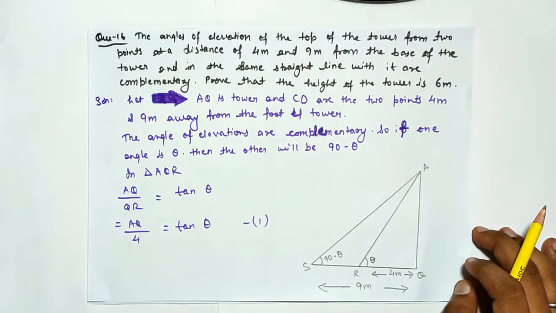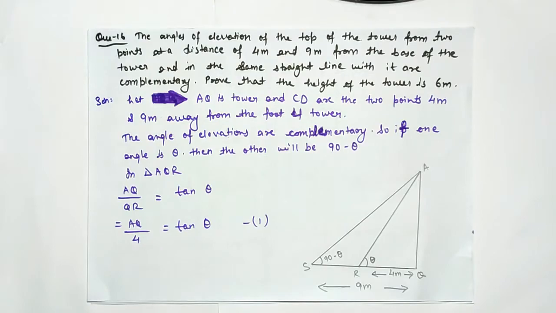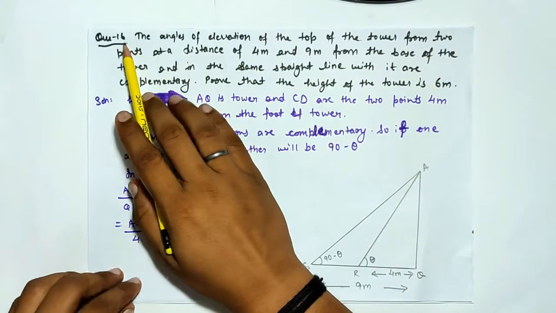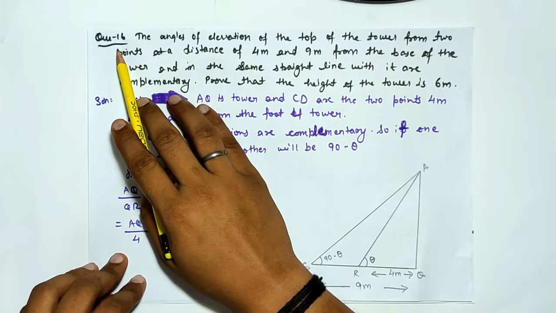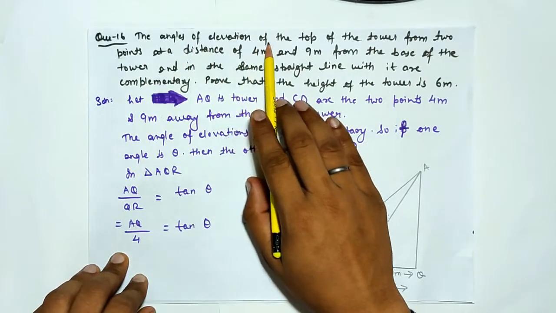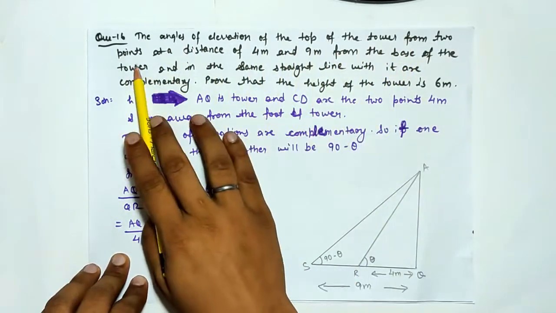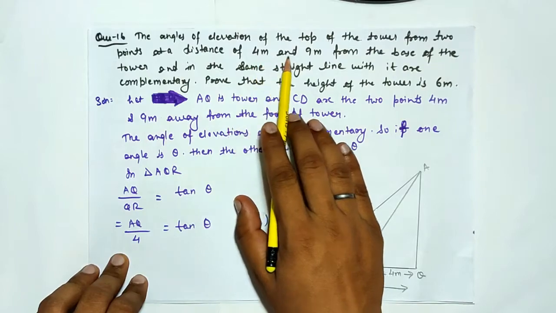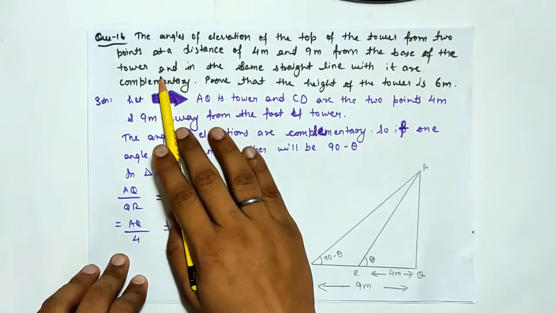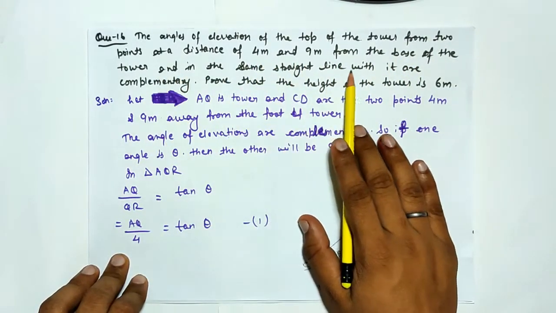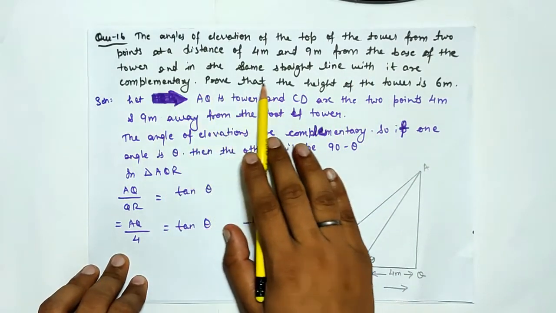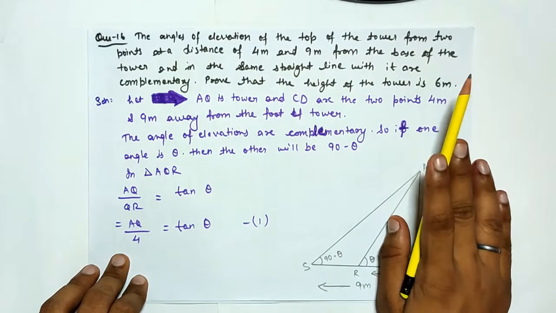So, moving to the next question, that is the last question of this video. The last question is question number 16, which says the angle of elevation of the top of a tower from 2 points at a distance of 4 meter and 9 meter from the base of the tower and in the same straight line with it are complementary. Prove that the height of the tower is 6 meter.